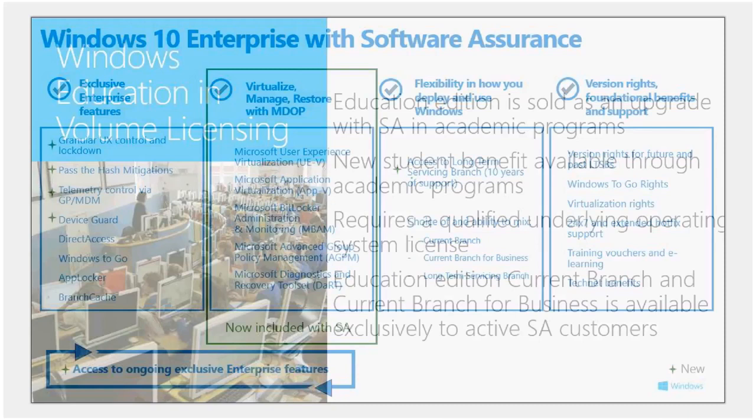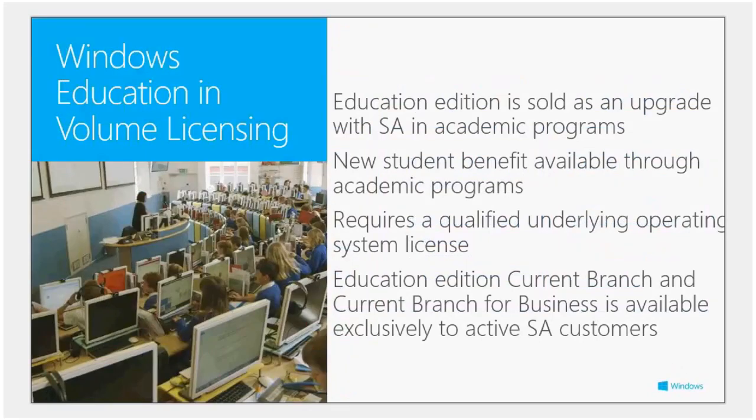Now we're going to move on to touch on the education in volume licensing. So education is sold as an upgrade with SA in the academic programs, so EES and OVS-ES. There's a new student benefit available through the academic programs. The Education Edition does have a qualified underlying operating system requirement, and the Education Edition Current Branch and Current Branch for Business is also exclusively available to active SA customers.